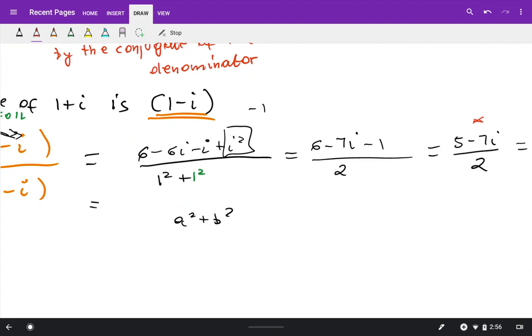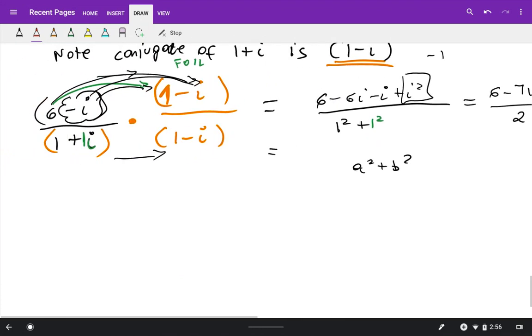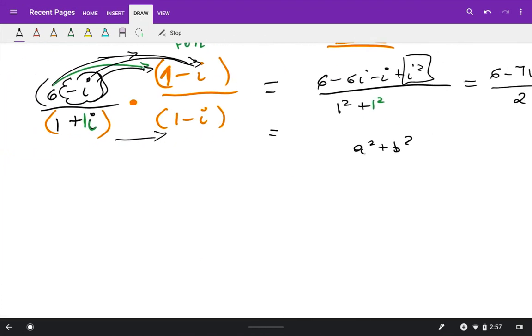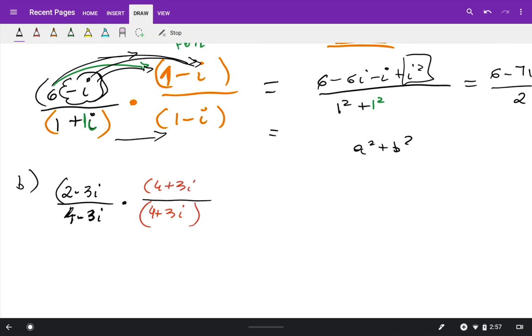I guess we'll practice one more. We have 2 minus 3i over 4 minus 3i. Step number 1, multiply top and bottom by the conjugate of the denominator. The conjugate of the denominator will be 4 plus 3i. I recommend that you put these in parentheses.